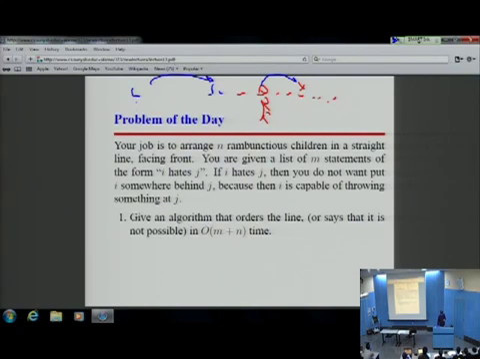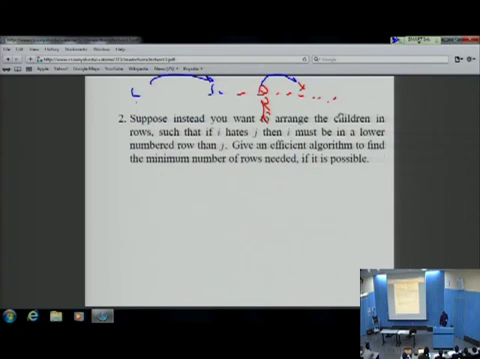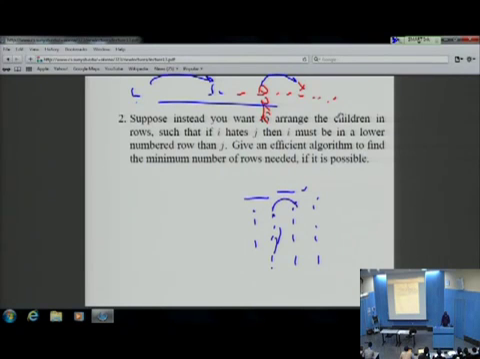Okay. So the second part here says, suppose instead of arranging them in a line, you want to arrange them in a battalion, so that instead of a long line, you have as few rows of kids as possible, where the kids can't throw rocks ahead of them or in the same row. How would we find, in some sense, a topological sort with the minimum number of rows here?